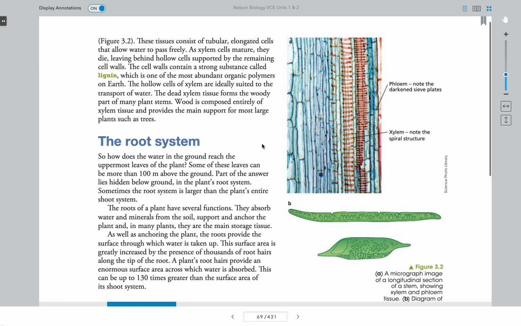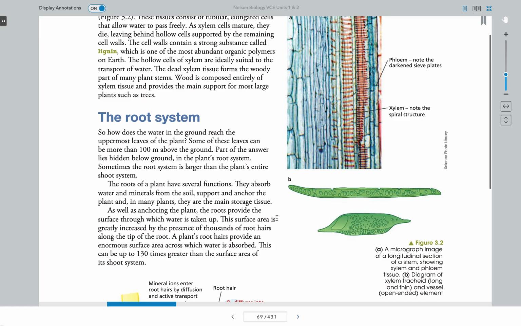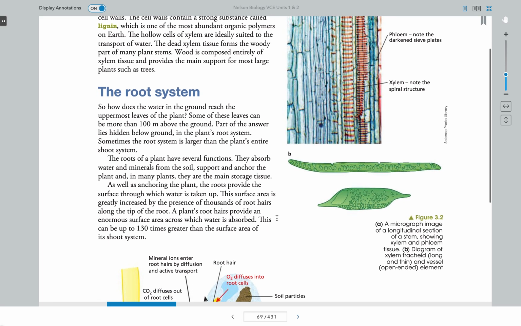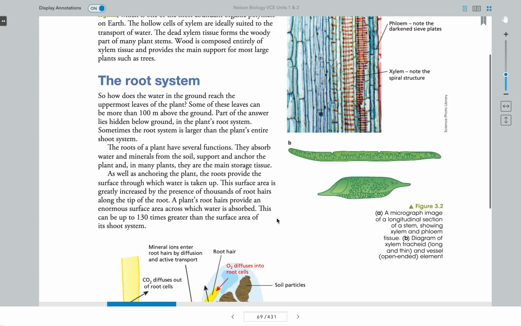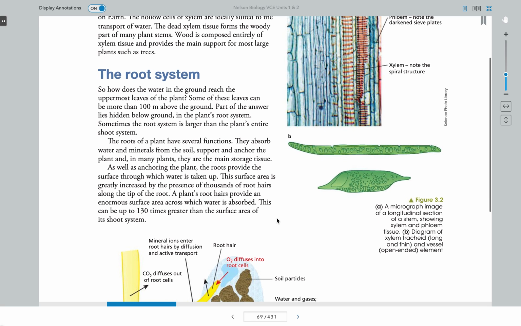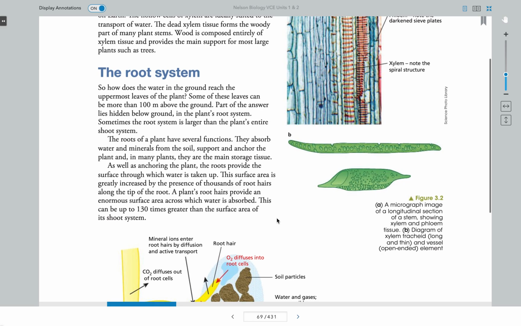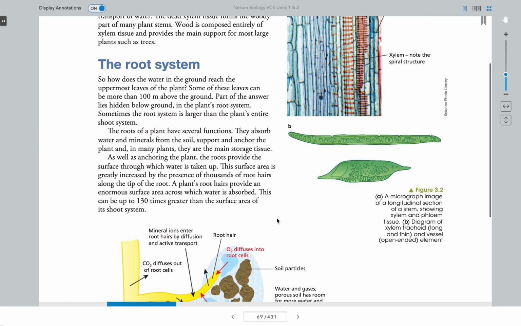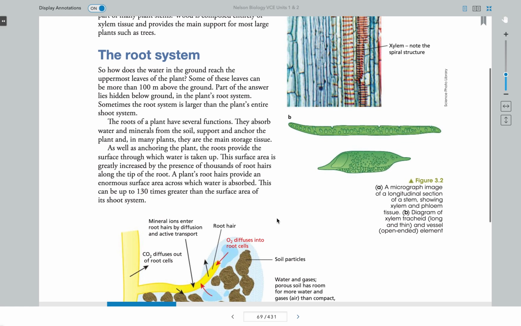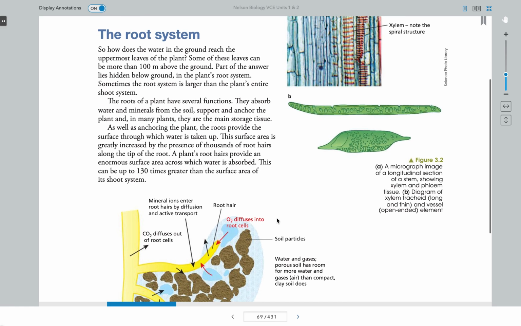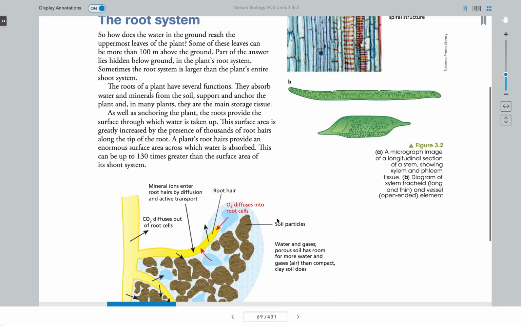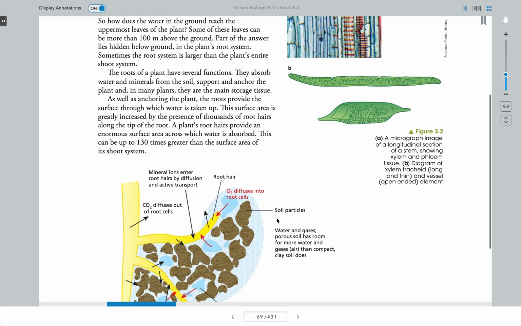The cell walls contain a strong substance called lignin, which is one of the most abundant organic polymers on Earth. The hollow cells of xylem are ideally suited to the transport of water. The dead xylem tissue forms the woody part of many plant stems. Wood is composed entirely of xylem tissue and provides the main support for most large plants such as trees. The root system. So how does the water in the ground reach the uppermost leaves of the plant?